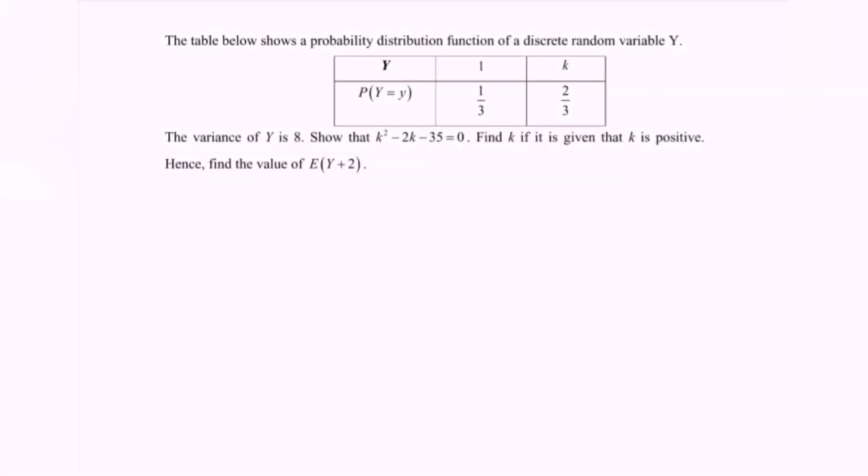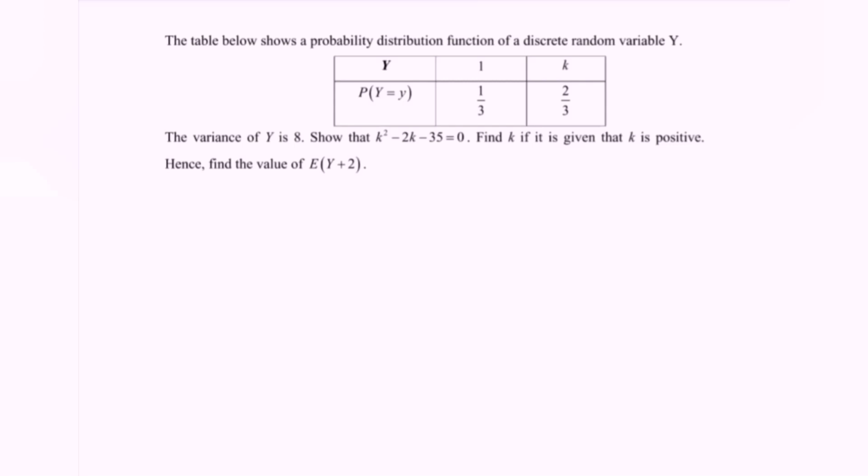I'm going to discuss the example for random variable. The table below shows a probability distribution function of a discrete random variable y. The variance of y is 8. Show that k squared minus 2k minus 35 is equal to 0. Find k if it is given that k is positive. Hence, find the value of E bracket y plus 2.